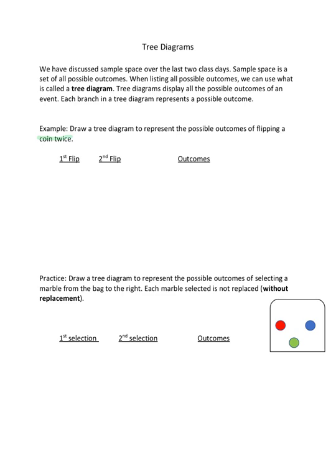Now notice below I have a couple labels. I have first flip, I have second flip, and then at the end I have outcomes. So what I'm going to do first to start my tree diagram is draw a dot, and that's going to represent the start of my tree diagram.